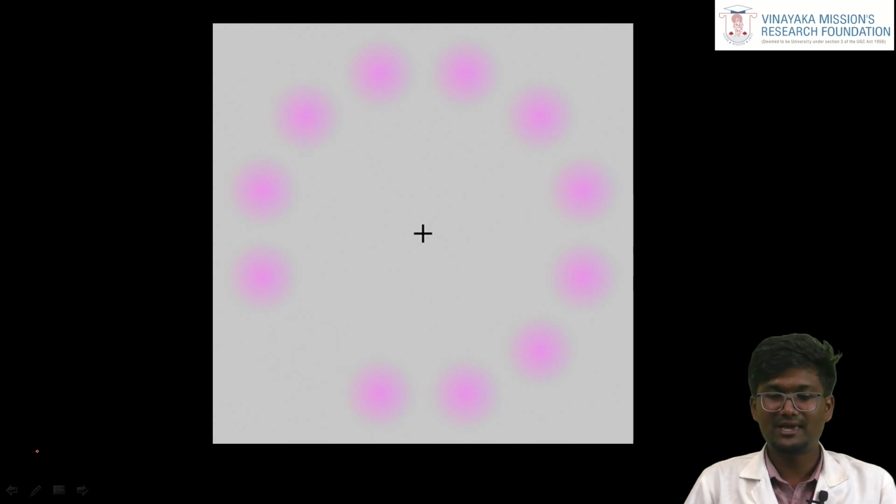In this image, we see a cross which is surrounded by pink shades, which are nothing but pink tinges around the cross. Look at the cross for 10 seconds without blinking. Let's see what will happen.